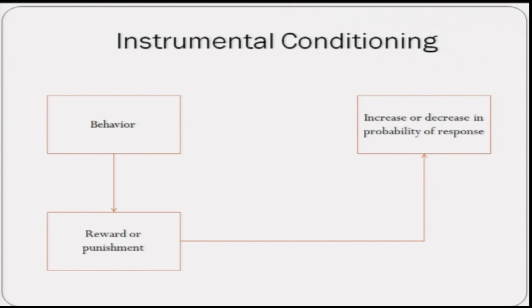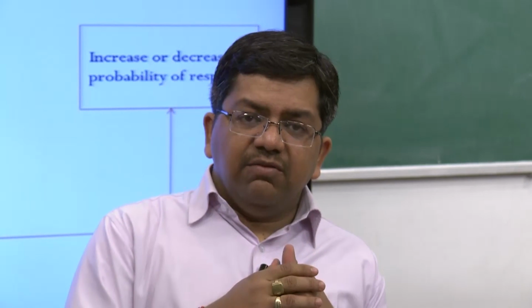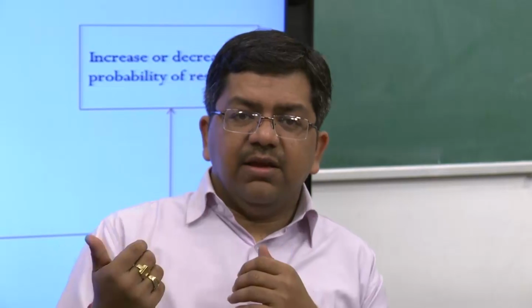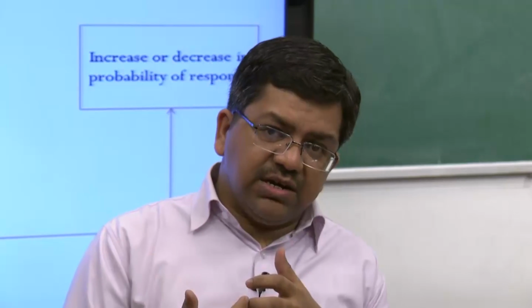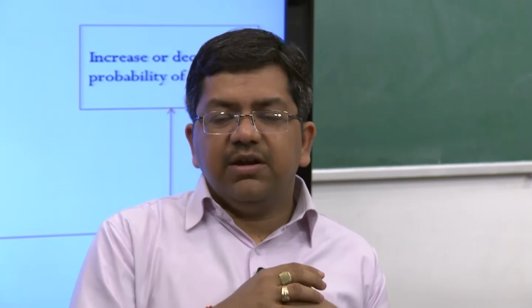Then you have instrumental conditioning, the other theory, which says that our behavior is shaped by the kind of reward or punishment that we get. Once we behave, whether we get a reward or punishment increases or decreases the probability of our response. So, whether we are going to repurchase something depends on whether we had a rewarding experience last time, or probably we did not like it or were punished for consuming a certain offering. That leads to an increase or decrease in the probability of response.